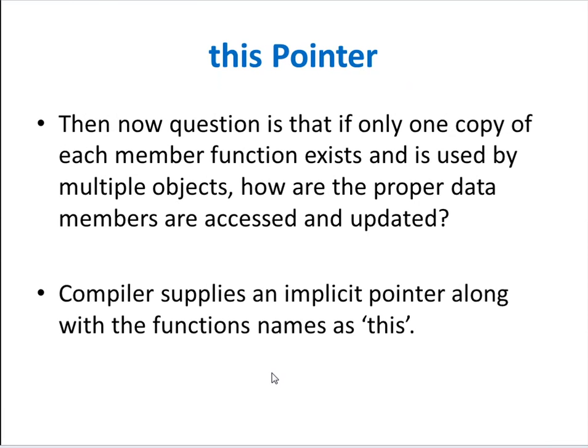Now the question is: if only one copy of each member function exists and it is used by multiple objects, then how are the proper data members accessed and updated in a program? The answer to this question is that we use the this pointer. Internally the compiler handles this, so the compiler supplies an implicit pointer along with the function's name as this.